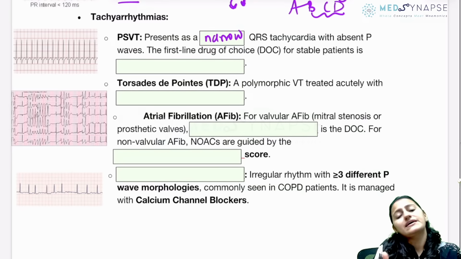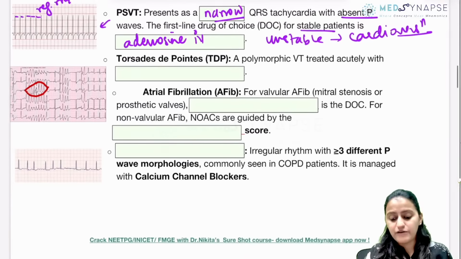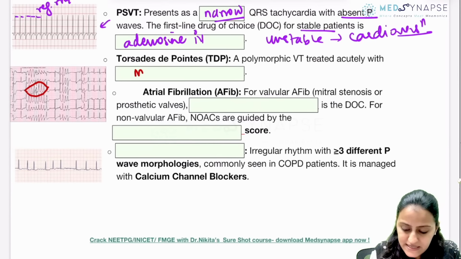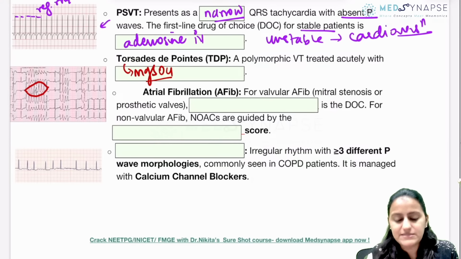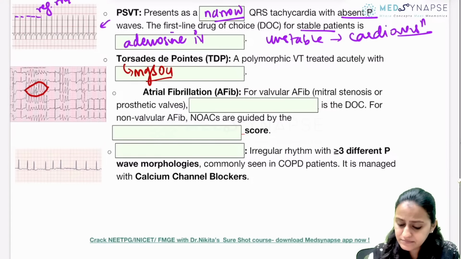Torsades de pointes, remember it is that twisted ribbon, the party ribbon appearance, which is waxing and waning, it increases and decreases. Here you will see this appearance, that is Torsades de pointes. What is the drug of choice for Torsades de pointes? It is magnesium sulfate. Remember Torsades de pointes, it is magnesium sulfate.